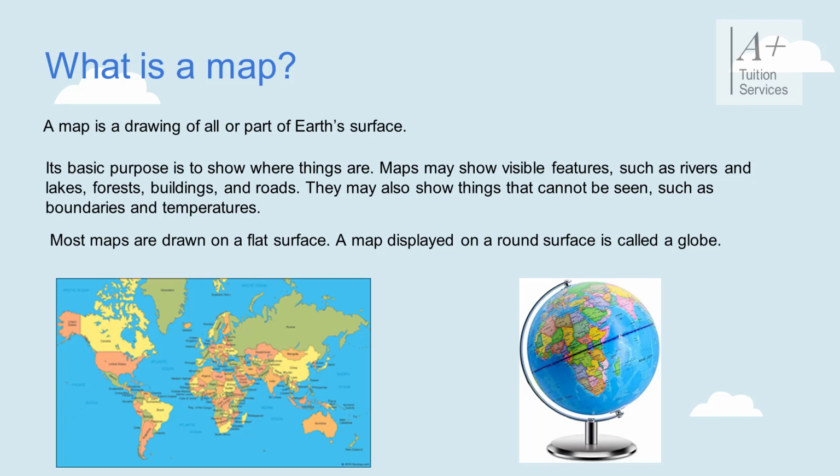Most maps are drawn on a flat surface, as shown below, and a map displayed on a round surface is called a globe. Many classrooms, libraries, schools, or maybe at home we have what is called a globe, which is basically what some students refer to as the world, but it's on a stand and we could spin it to identify and locate countries. This is a good thing to buy, to have in your homes if you want to identify countries.